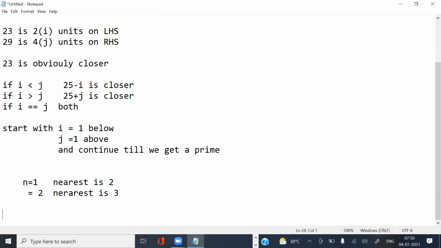Is this clear? N equals 1, you have only 2. N equals 2, nothing below, because less than 2 is 1, and less than 1 is 0. So these two are special cases. They need to be dealt with separately. Okay, so let us start writing the code.